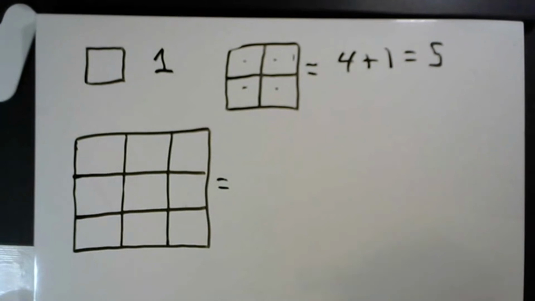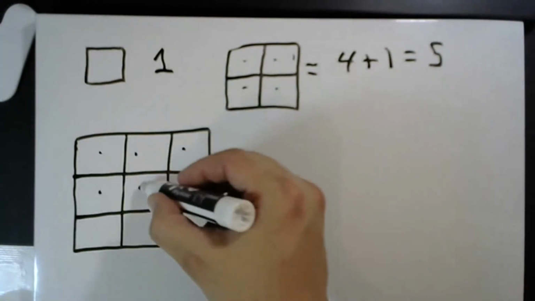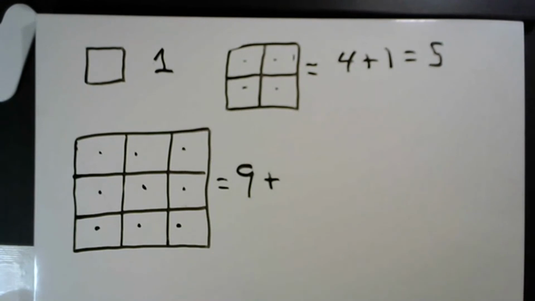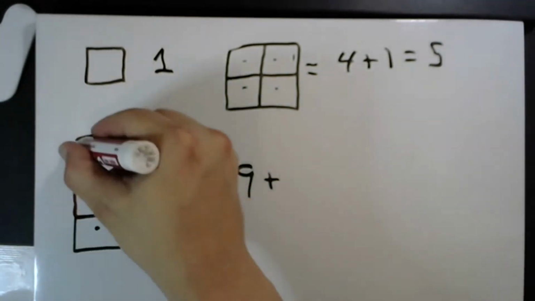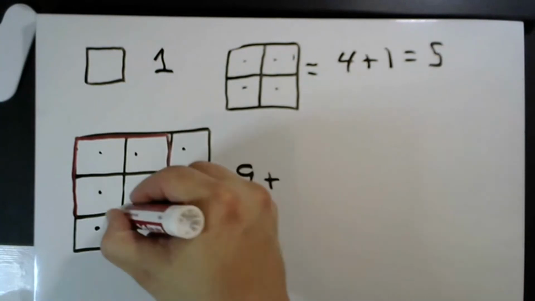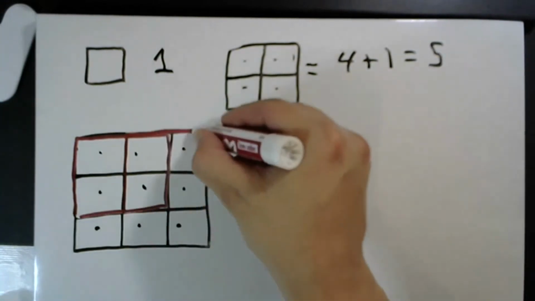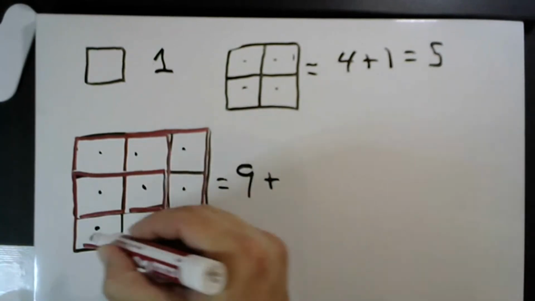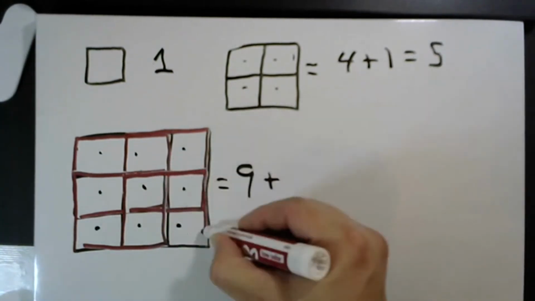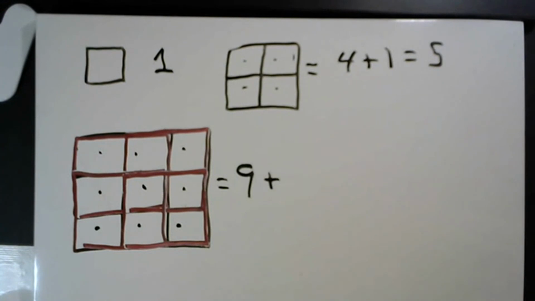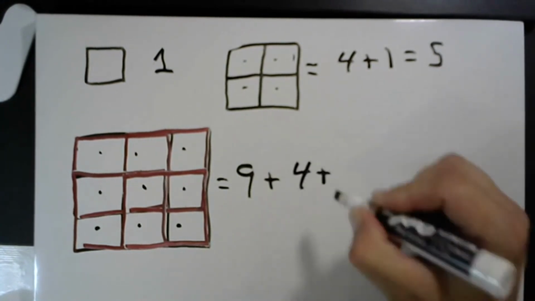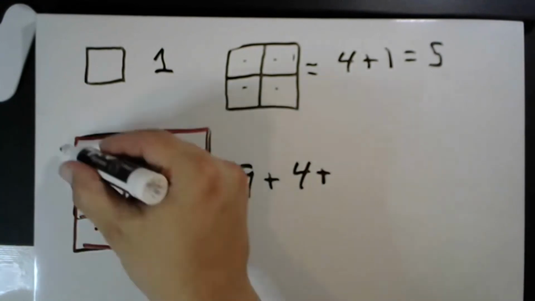Let's take a look at this. 1, 2, 3, 4, 5, 6, 7, 8, 9. But we also have this. This is a square. This is a square. This is a square. And this forms a square. So we have 4 medium-sized squares. And then we have 1 giant square.